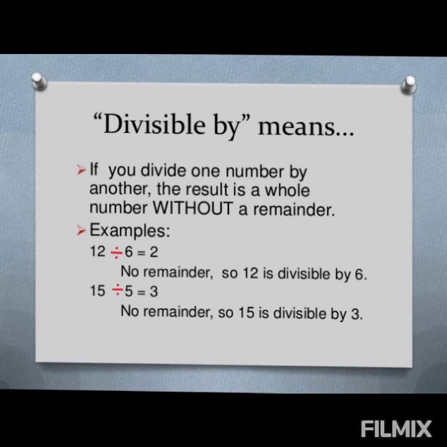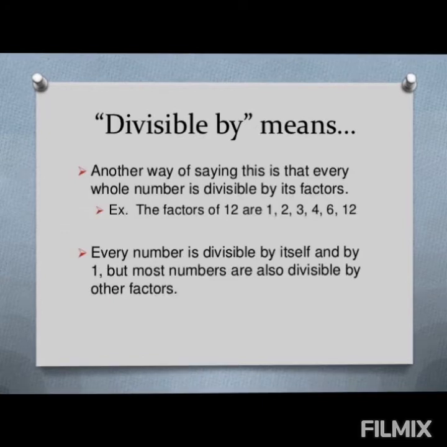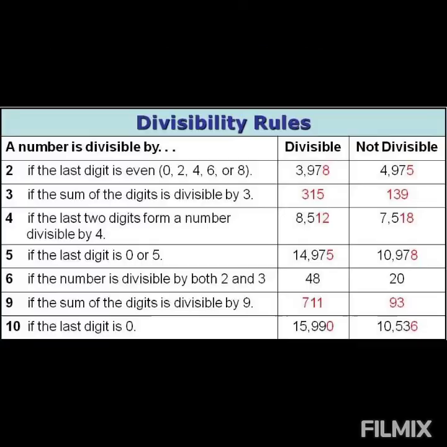In another way, we can say that every whole number is divisible by its factor. Means हर number अपने factor से divide हो जाता है, completely divisible होता है. So the factors of 12 are 1, 2, 3, 4, 6 and 12. So these all are the factors of 12. So 12 is going to be divisible by all these numbers. Every number is divisible by itself and by 1. But most numbers are also divisible by other factors.